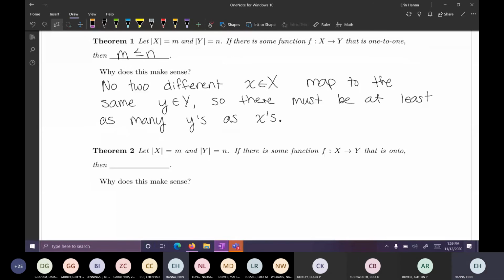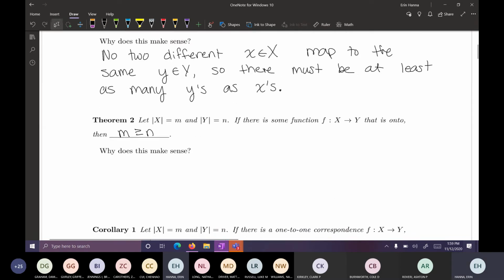So if we change from one-to-one to onto, but essentially the same exact setup. So we have the cardinality of X is M, the cardinality of Y is N, and there's a function between X and Y. But say the function is onto now, well then it must be the case that M is greater than or equal to N. Why does that make sense?